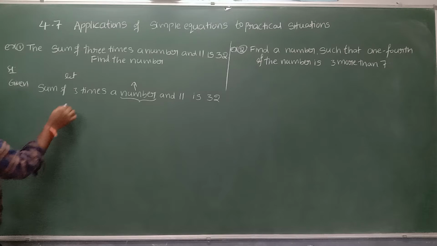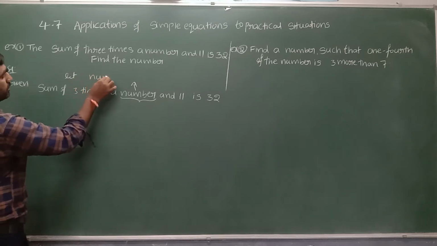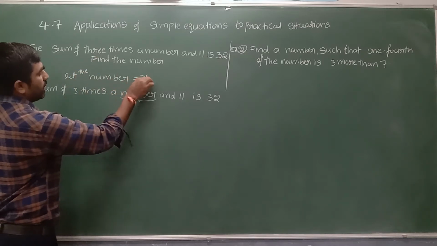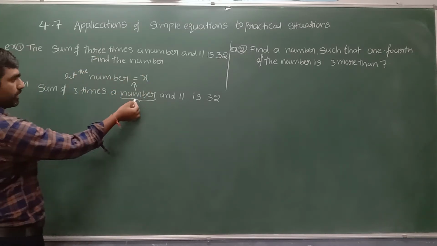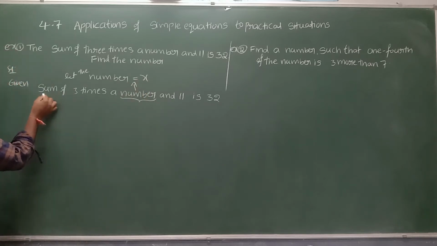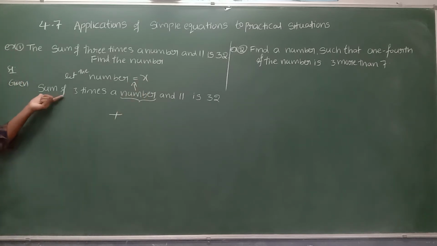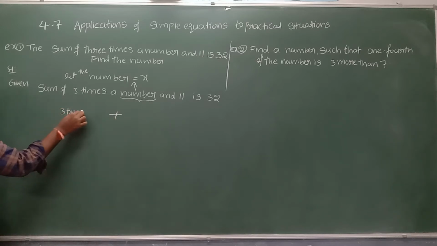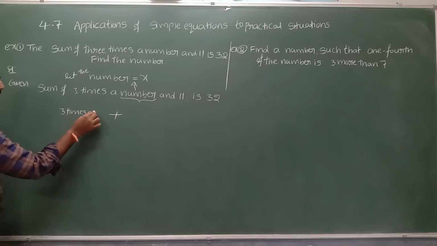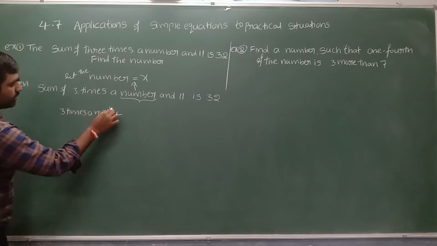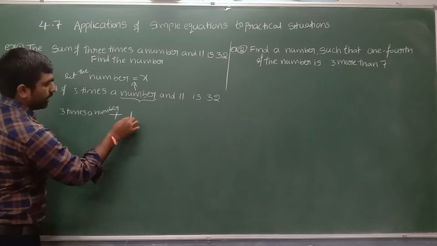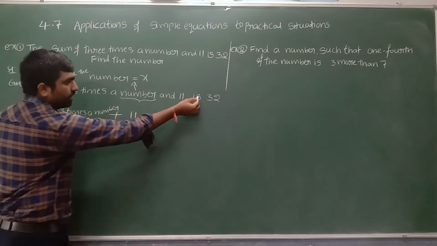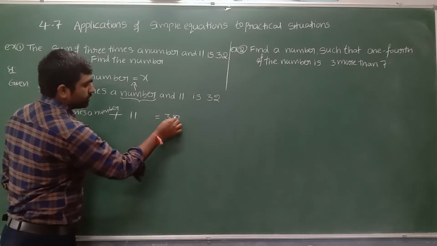Now let me write here: let the number be equal to some alphabet x. Yes, I am taking the number as x. Now we write: sum of is nothing but addition of 3 times a number and 11, and that is equal to 32.